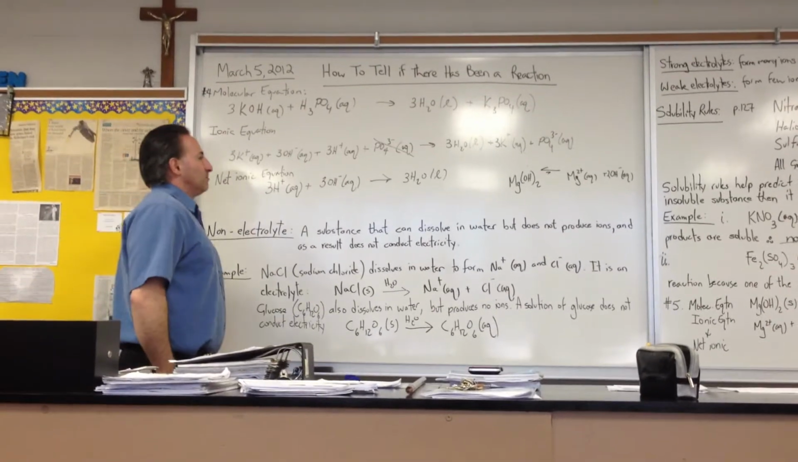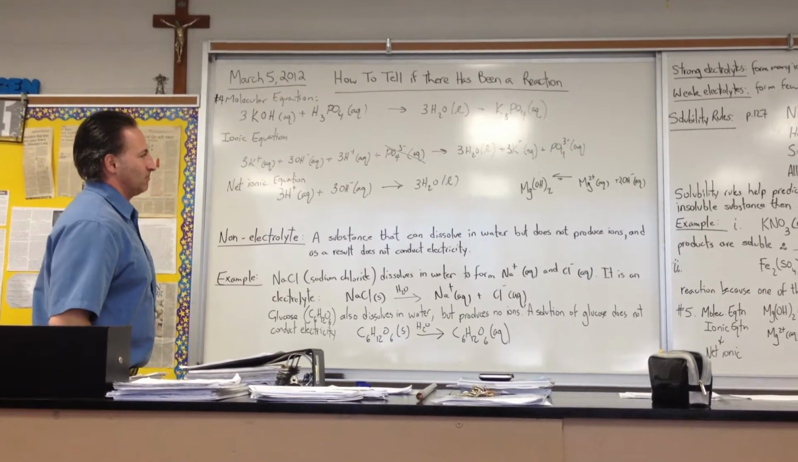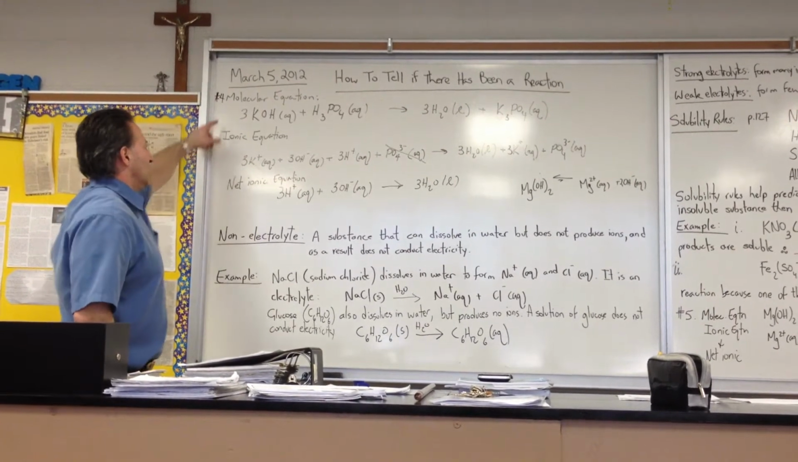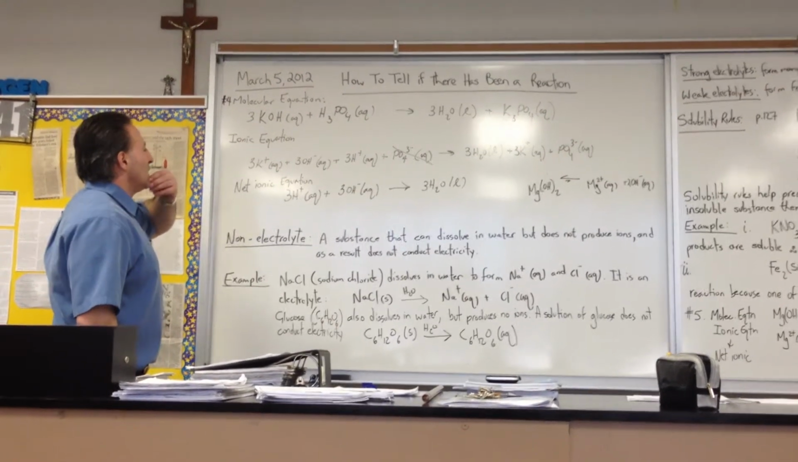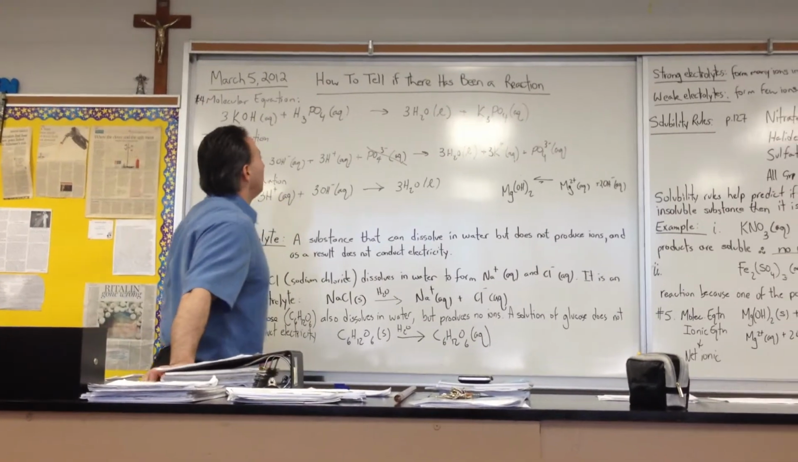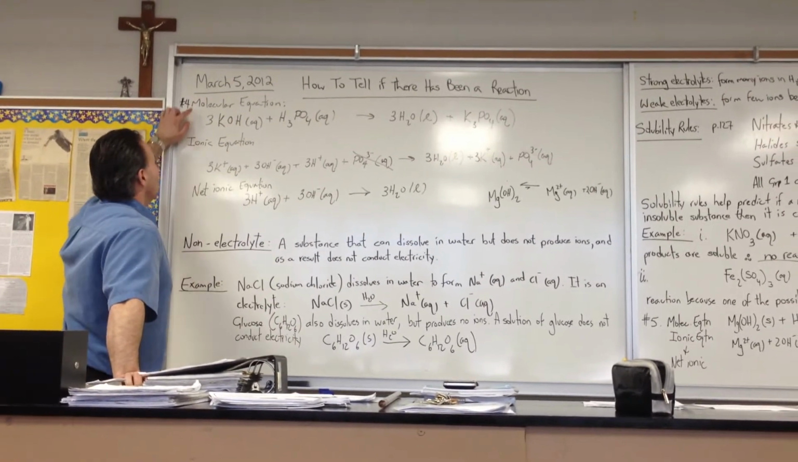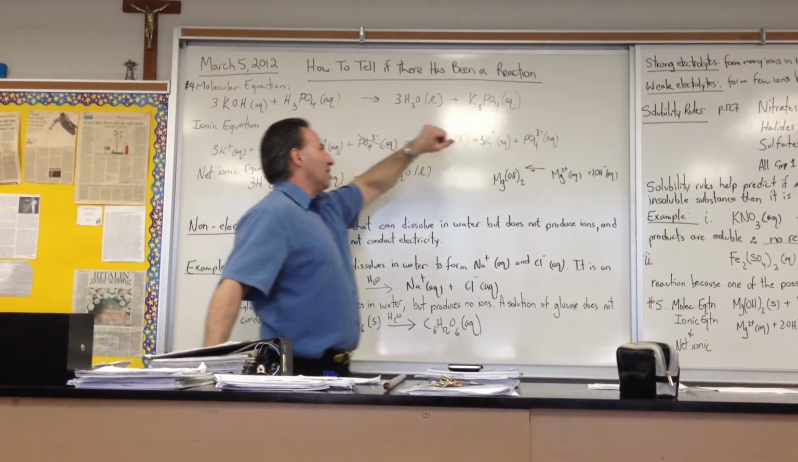Alright, today's class we're going to cover how to tell if there has been a reaction. And we've got an example from our homework questions. It's number 4 on the handout. In that handout we have potassium hydroxide reacting with phosphoric acid. So I wrote the molecular equation first. That's where you write everything with all the components still together.